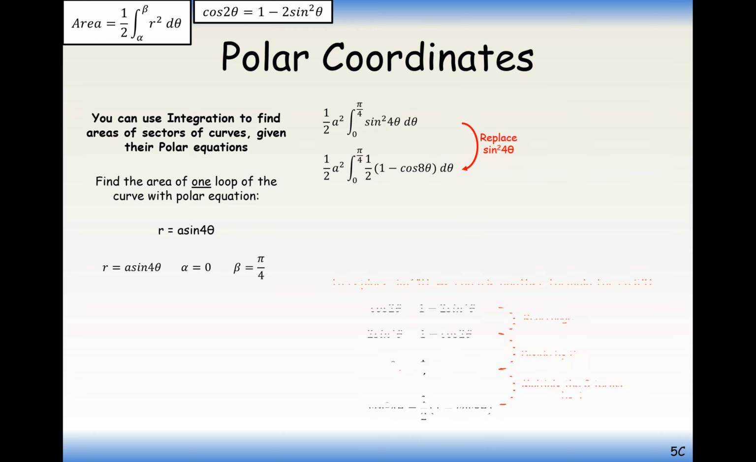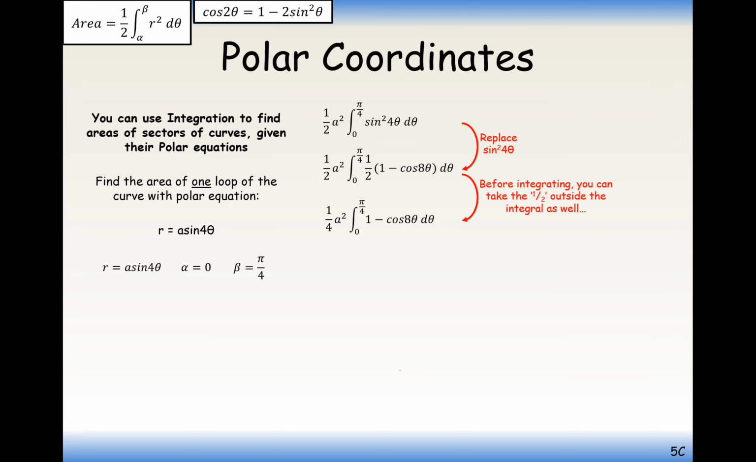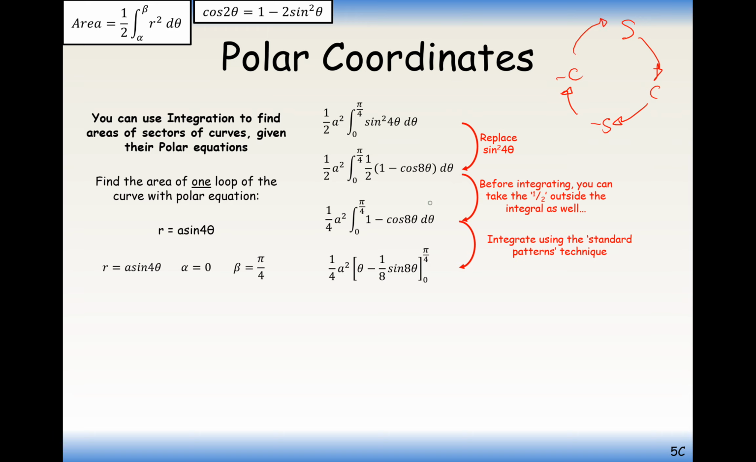So let's get started on the integration then. It's probably easier if we pull this half out to the front. So that would be 1/4 a squared, and then this expression here. Let's now do the integration. So 1 is going to integrate to theta. And then remember, if we use the wheel of differentiation in reverse, let's just draw it out, then minus cos theta will integrate back round to minus sine theta, and then you divide by the 8 because we're integrating, so it would be minus 1/8 sine 8 theta.